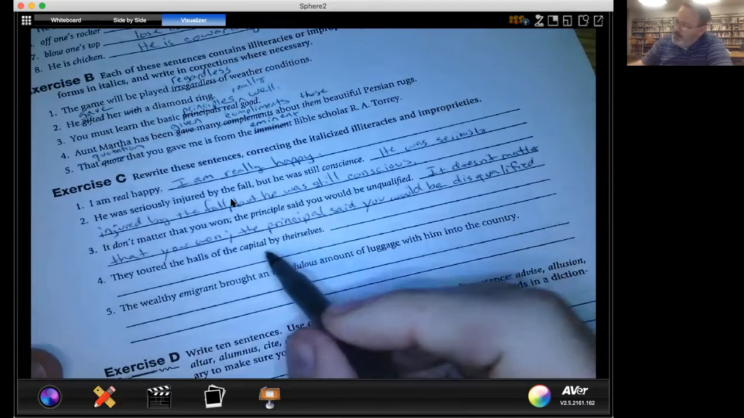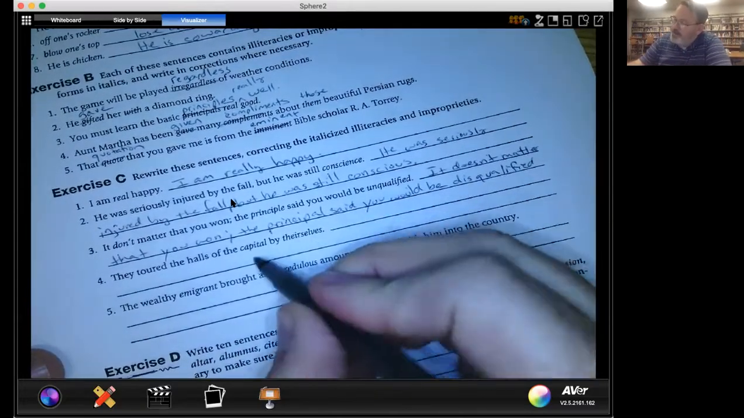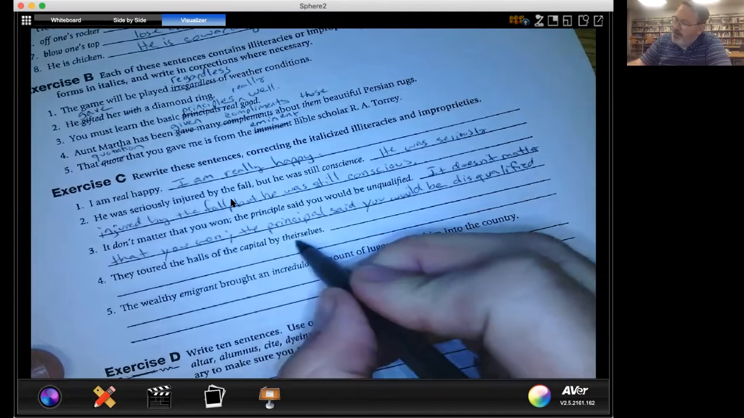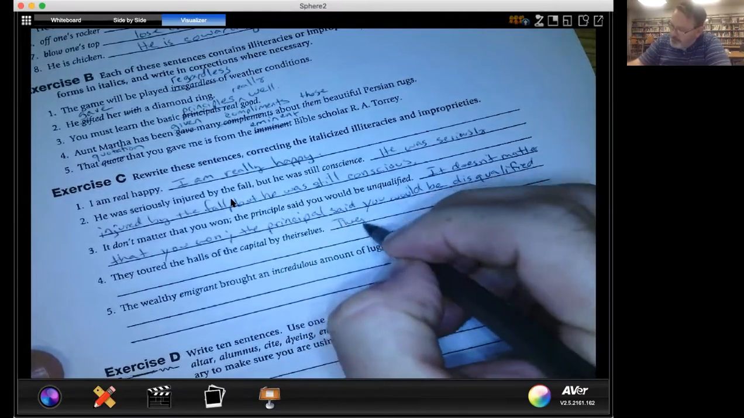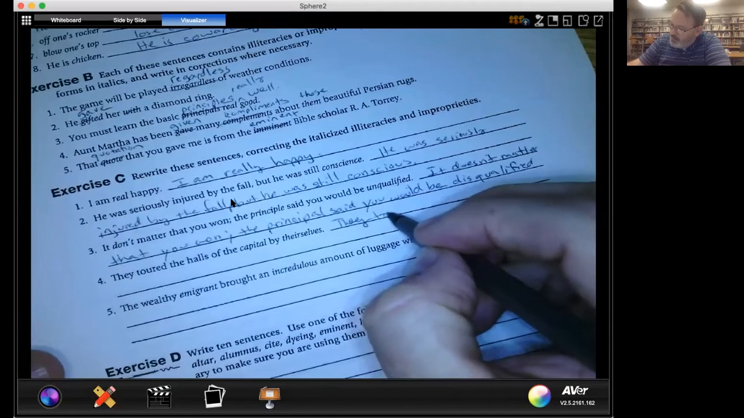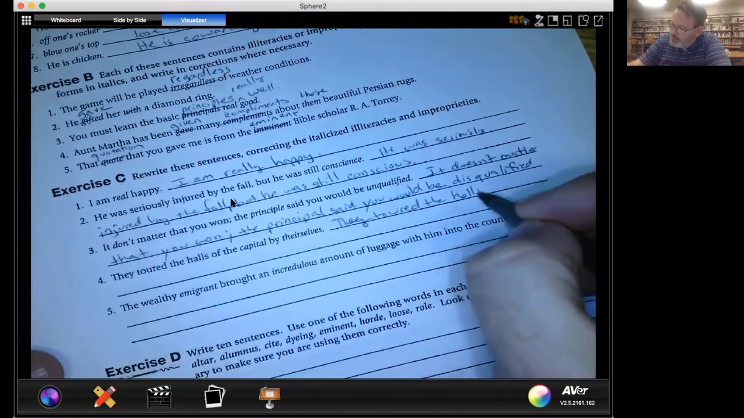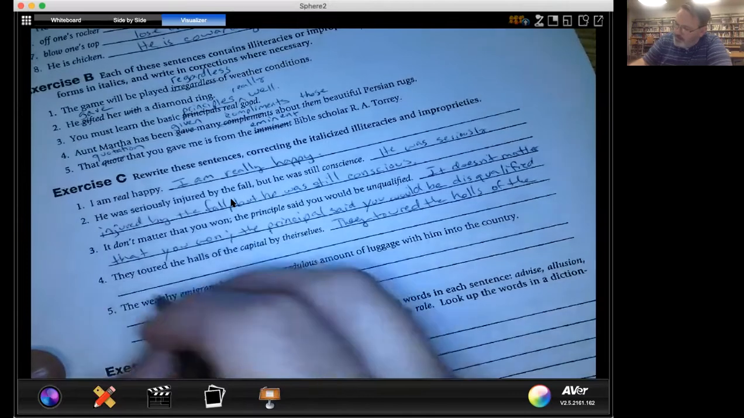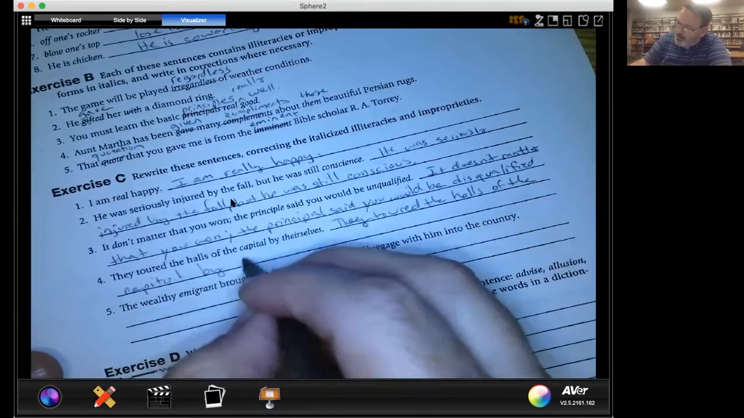"They toured the halls of the Capitol by themselves." Okay, by their selves. So we need to change that to C-A-P-I-T-O-L and their selves to themselves. They toured the halls of the C-A-P-I-T-O-L by themselves.